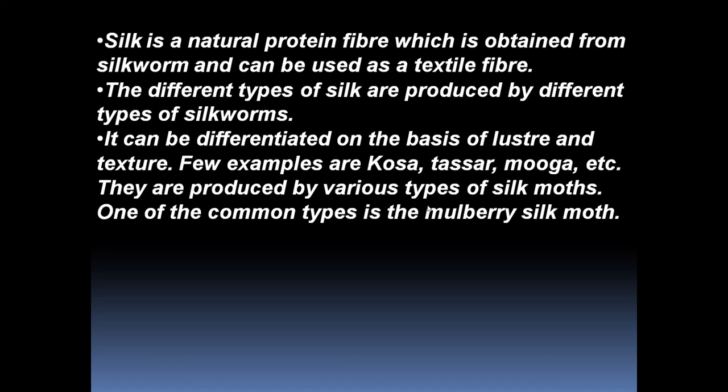Silk is a natural protein fiber which is obtained from silkworm and can be used as textile fiber. There are different types of silk and silkworm. It can be differentiated on the basis of luster and texture. For example, Kosa silk, tassar silk, mooga silk, etc. They are produced by various types of silk moths. One of the common types of silk moth is the mulberry moth.